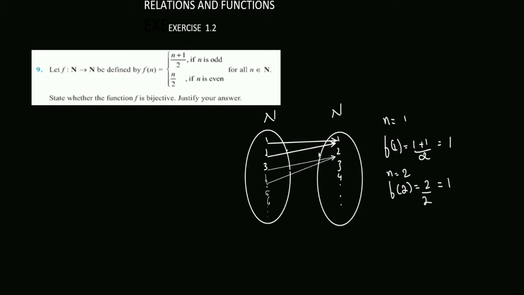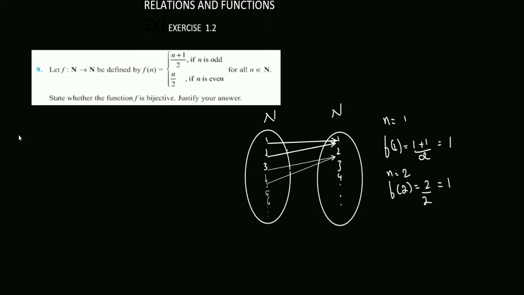Now is it onto? So you can see all the elements will be mapped. If I take 5, 5 will go to 3, 6 will go to 3. So the codomain will be equal to the range. The function is onto. It is not one-to-one, but it is onto. So it is not a bijective function because it is not a one-to-one function. So we will prove it using the algorithm.